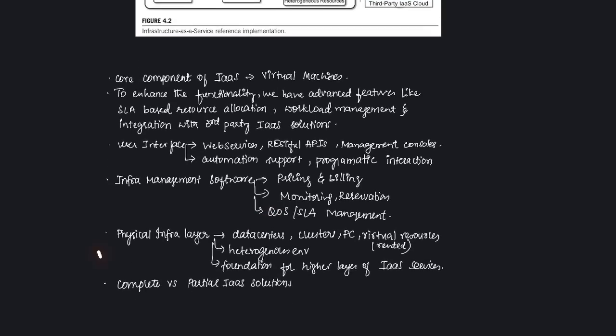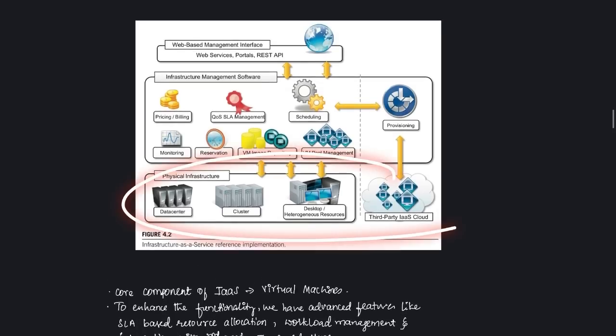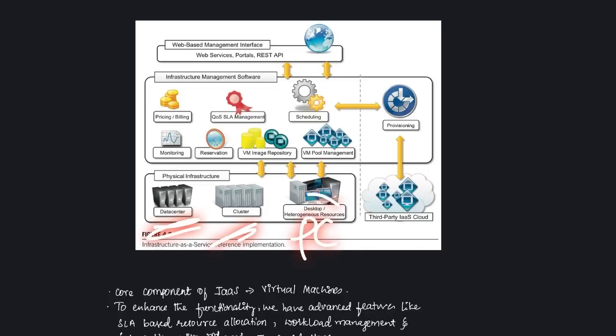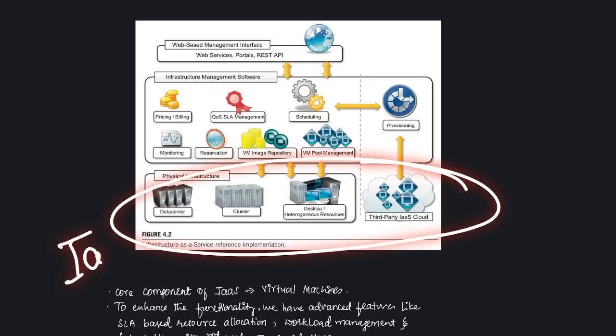Next, coming to the physical layer. The physical layer is the bottommost layer, which consists of the physical resources. Like there are data centers here, clusters, different PCs. A PC could be at my home, or heterogeneous environments are there. It will also have the virtual resources which are provided by a third party. So this layer is the foundation, and it is the core part of infrastructure as a service.